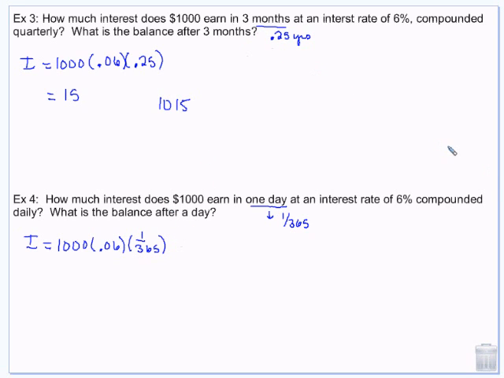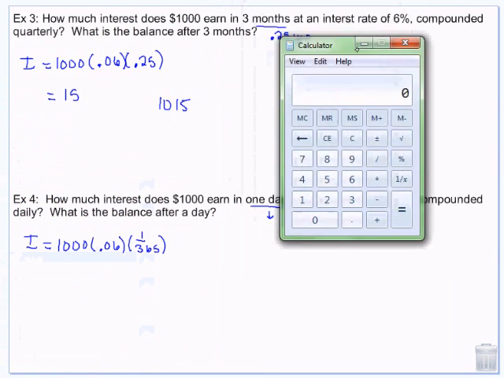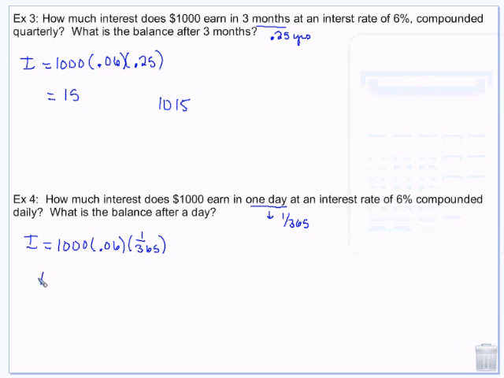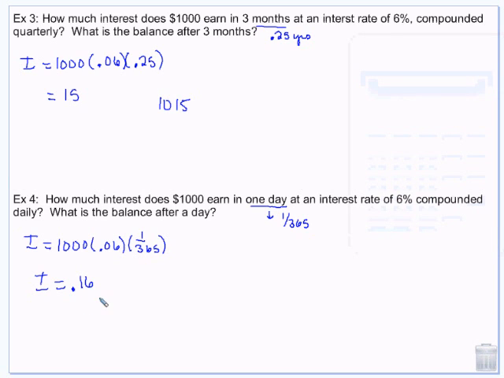Here's how, if you don't have a scientific calculator, you would want to enter that to not lose all your decimal places through the rounding. I'm going to do the fraction first. Multiply that times 0.06. Multiply that times 1,000. $0.16. So she'd earned 16 cents the first day.